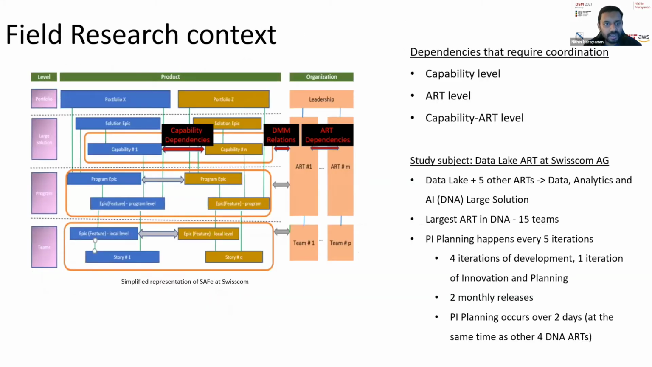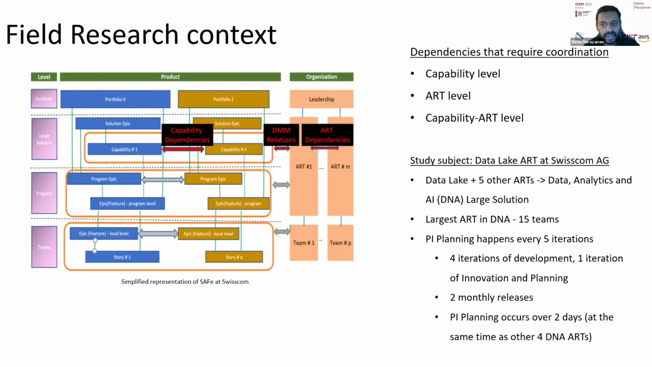So what you can see here is a depiction of how Swisscom, our partners in this particular research, have organized their scaled agile processes within the organization. We looked at one of their lines of business, which is called DNA, which I'll be referring to in the latter part of this presentation.